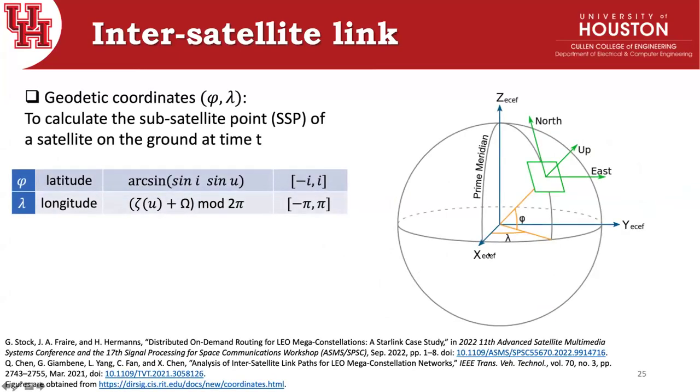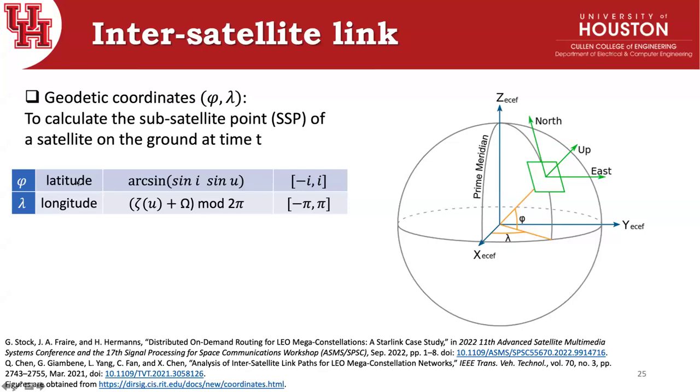And to better understand and do some calculations, people have proposed another coordinate system, which is the geodetic coordinates. It is denoted by two elements, phi and lambda. This coordinate system is aimed at calculating the sub-satellite point of a satellite on the ground at time t.